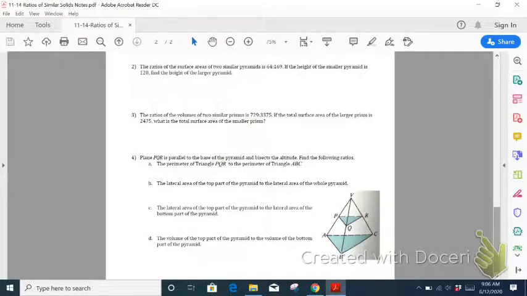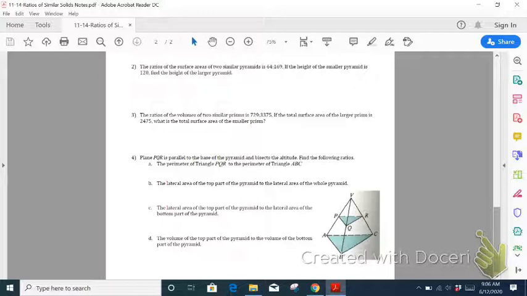Okay, let's look at number 2 here, where we're given the ratio of areas, so we're not given the scale factor. But just like this, if you're given the scale factor, you could find the ratio of areas and the ratio of volumes. You can also go the other way. So it says the ratio of surface areas of pyramids is 64 to 169. If the height of the smaller pyramid is 120, find the height of the larger pyramid.